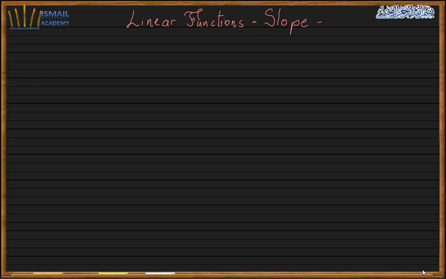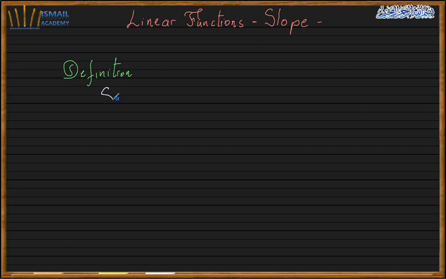Today we are going to talk about linear functions. We are going to define what a slope is and talk about slope. So first, let's give a definition of a slope. Slope in fact is a ratio that determines the steepness of the inclination of a line. So that is exactly what a slope is.